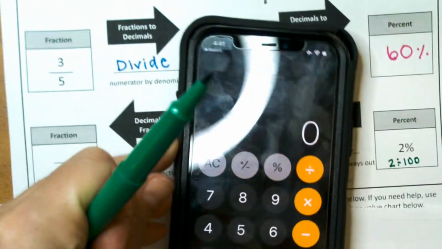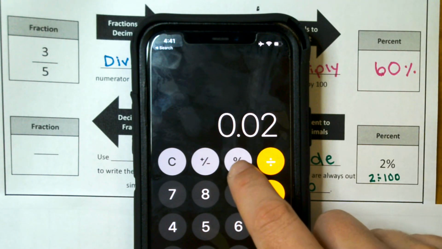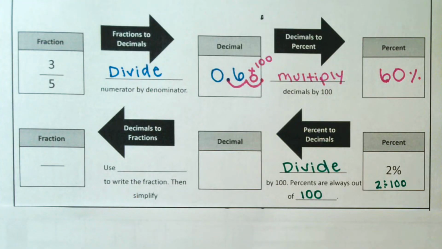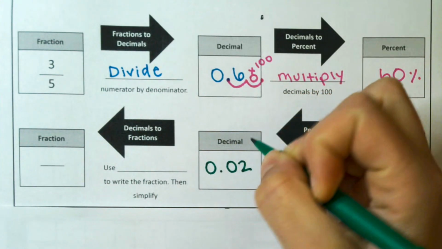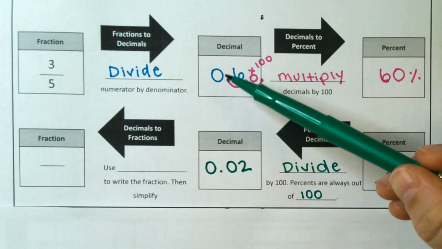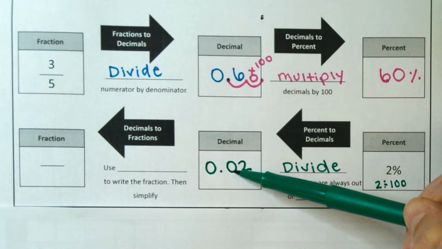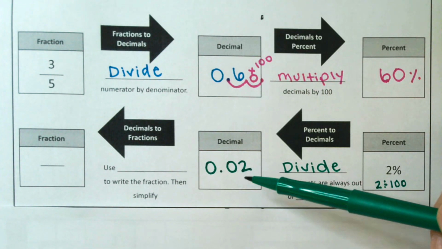So when I do 2 divided by 100, I get 2 hundredths, or 0.02. Make sure to not click that percent sign if you're using a calculator. We're going to go ahead and write that in, 0.02. Like I mentioned before, the first number to the right of the decimal is the tenths place, so we have a 0 in the tenths place here. The second number to the right is the hundredths place.